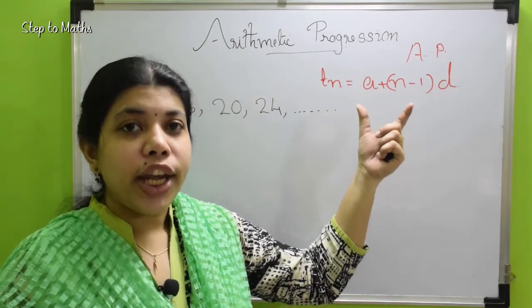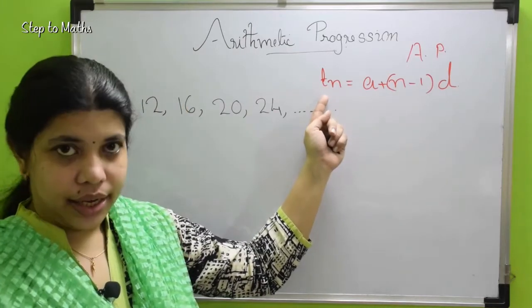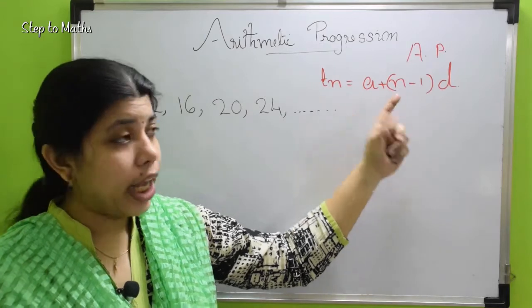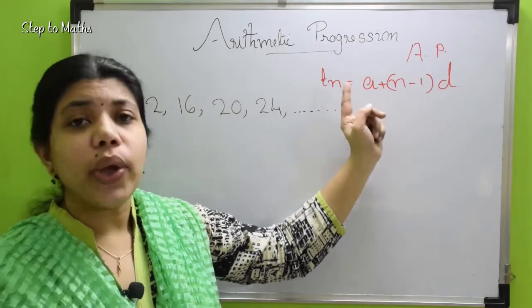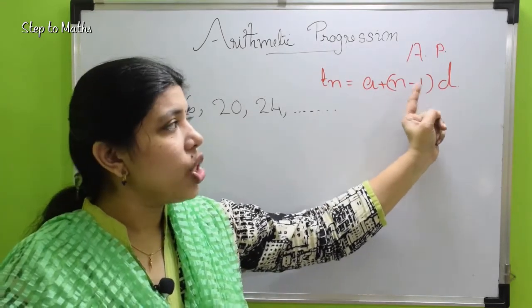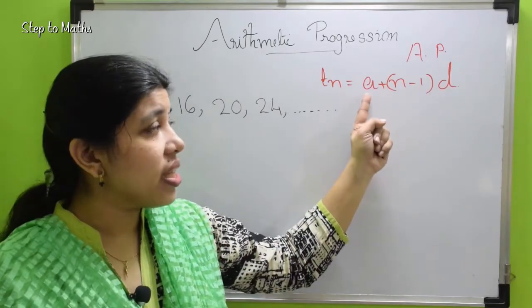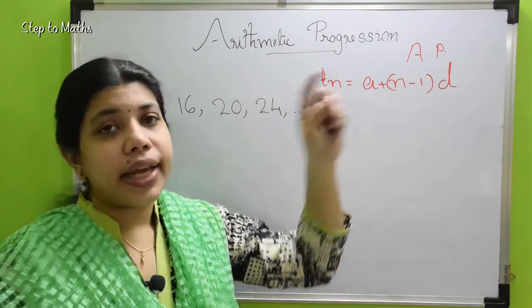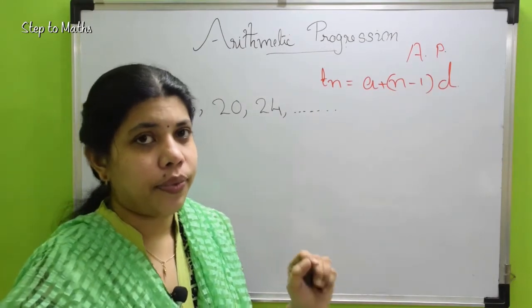The nth term of an AP is Tn. The formula to find the nth term of an AP is Tn is equal to A plus n minus 1 into D, where A is the first term of an AP and D is its common difference.